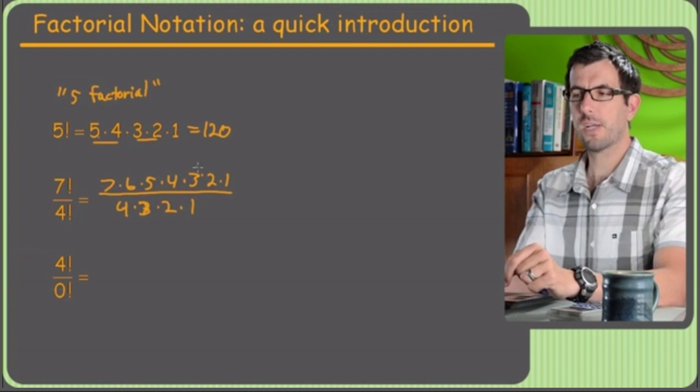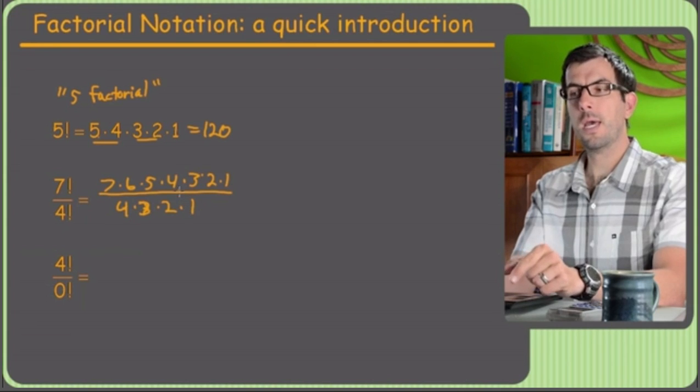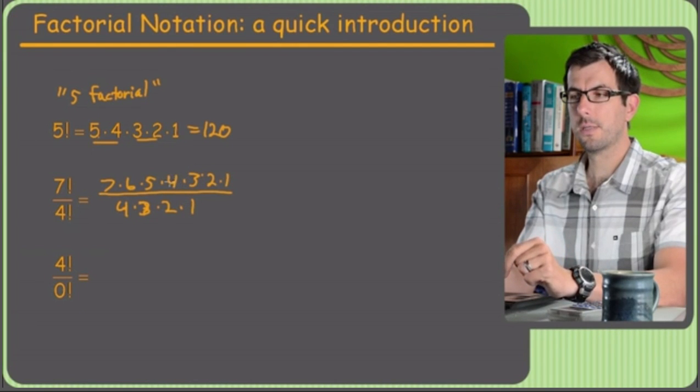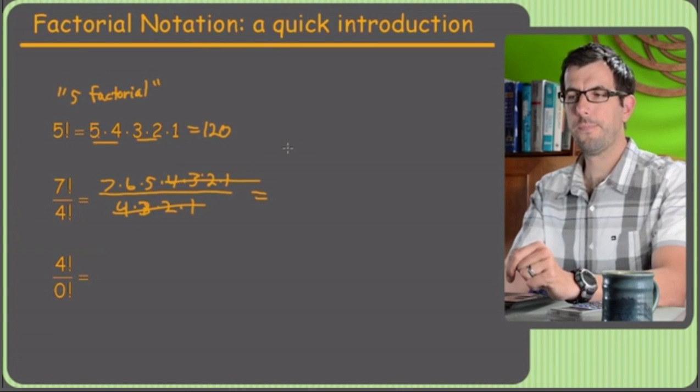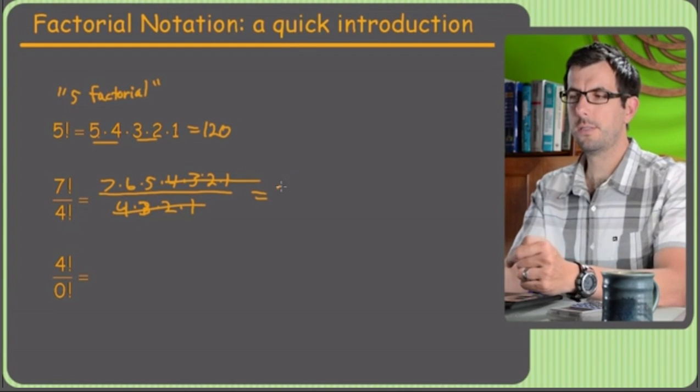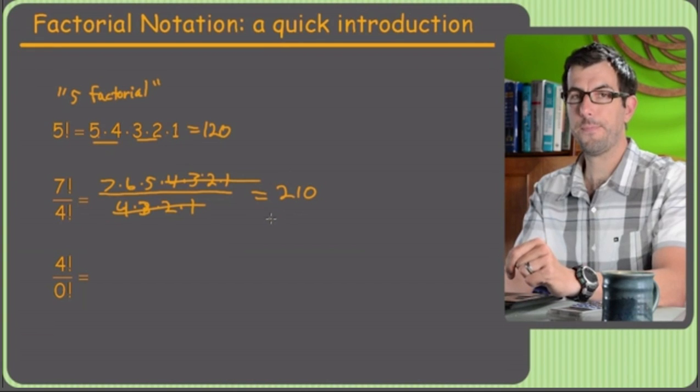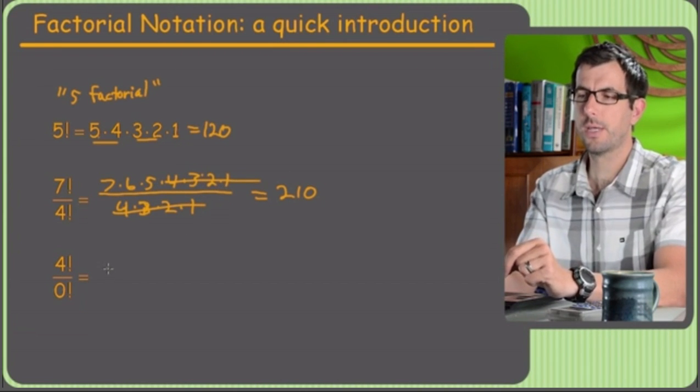But one thing that's kind of nice about factorials is you'll notice that 4 factorial starts with 4, so we have 4, 3, 2, 1. We also have a 4, 3, 2, 1 upstairs. Turns out that will cancel, and we just get 7 times 6 times 5. 6 times 5 is 30, 30 times 7 is 210. So it makes the computation a lot quicker if you just cancel stuff upstairs and downstairs.